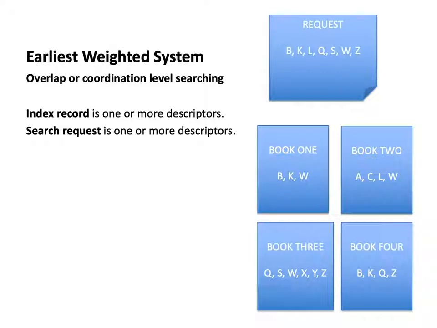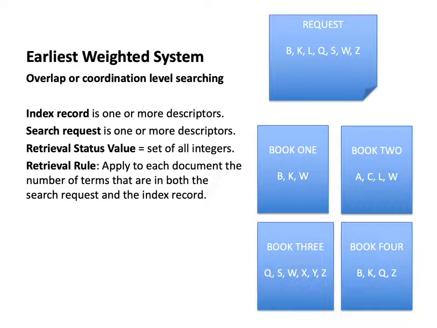The retrieval status value, instead of being yes or no, retrieved or not retrieved, is the set of all integers, all the counting numbers. The retrieval rule is apply to each document the number of terms that are in both the search request and the index record for that document. So let's take a little run through that.